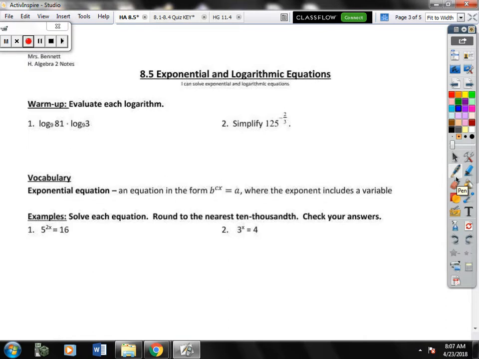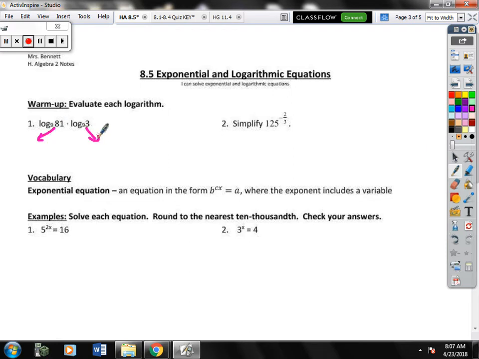Now, normally, if we see two logarithms, we would try to simplify them using our properties. But you'll remember that there is not a property for when the two logs are being multiplied together. If this were addition, then yes, we could go ahead and multiply the 81 and the 3 together. But since it's multiplication, we cannot use properties. So if they want you to evaluate each, you're going to evaluate each one separately and then multiply your answers together.